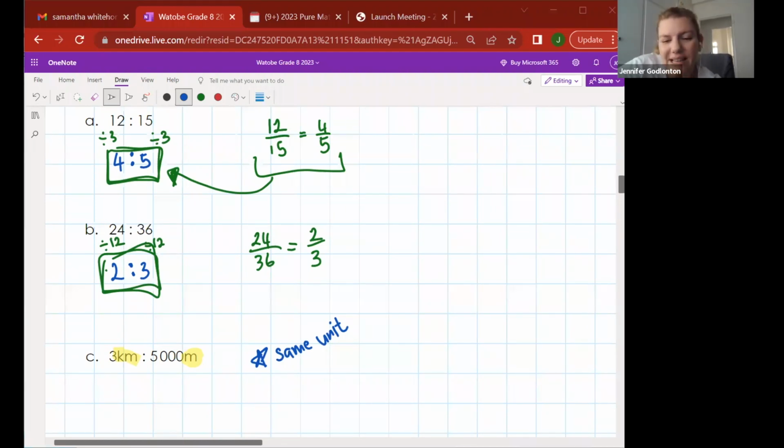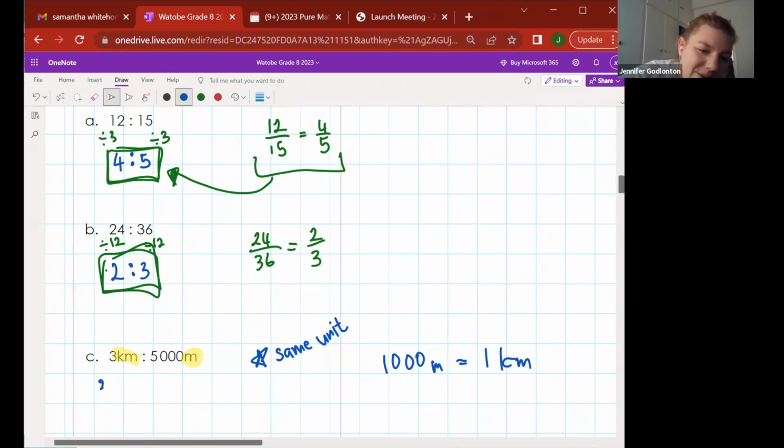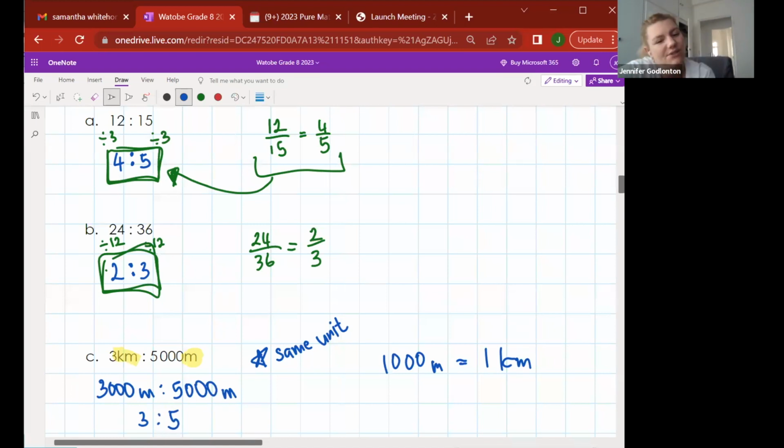Okay, so they definitely are. There are 1,000 meters in 1 kilometer, which means that this is going to be 3,000 meters to 5,000 meters. And I see some answers were coming into the chat. So our simplified ratio is just going to be 3 to 5.